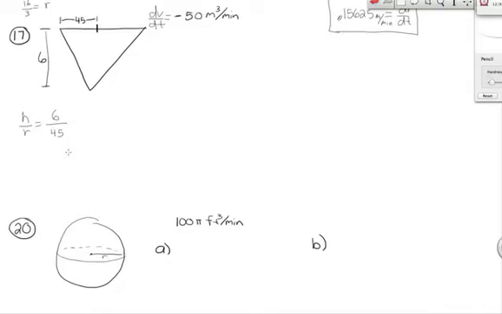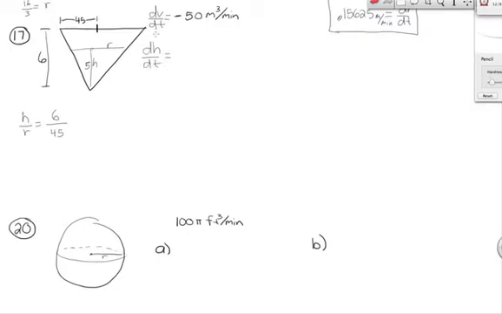Okay, so 17a says, how fast is the water level rising when the water is 5 meters deep? Alright, so when the water is 5 meters deep, how is the water level rising? So this is changing, so we're going to call this h, we're going to call this r. So they want to know how fast is the water level falling. So they're asking me about dh/dt.